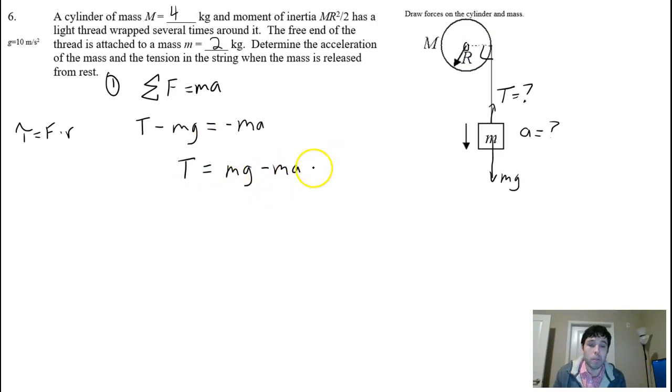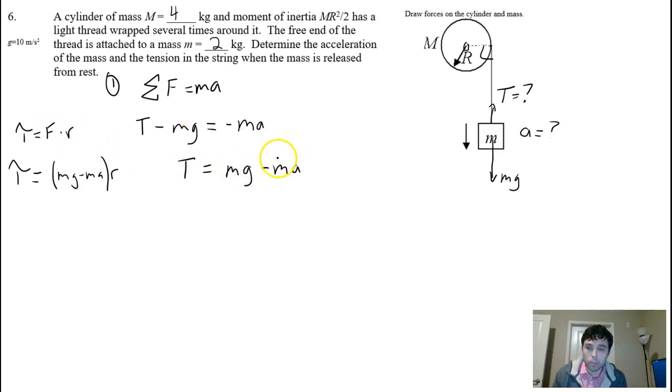It's mg minus ma. So the torque on the pulley is caused by the tension force, so the force is mg minus ma. I'm going to replace the F here with mg minus ma, all that times r. All right, that's step 2. Realizing here that we can replace this equation with the tension, and understanding that it is the force that's causing the torque.